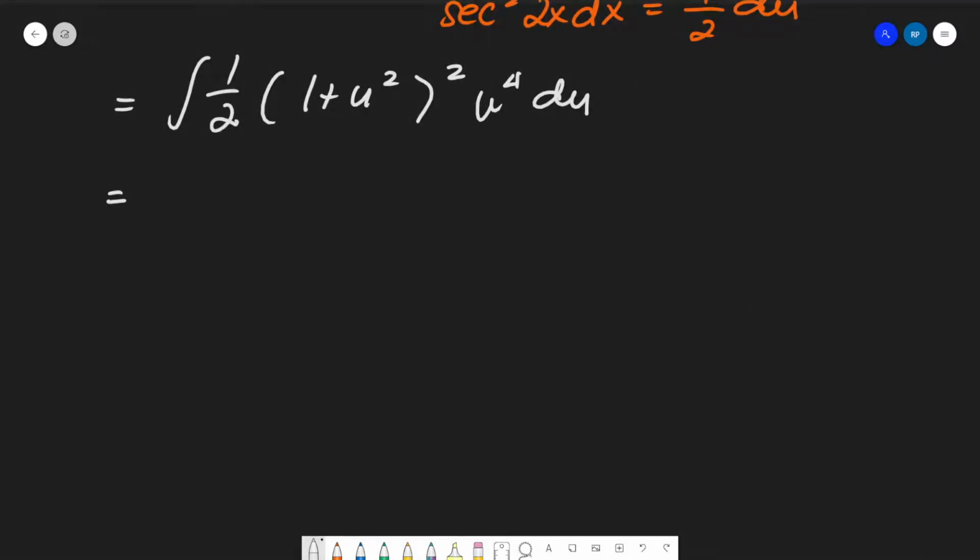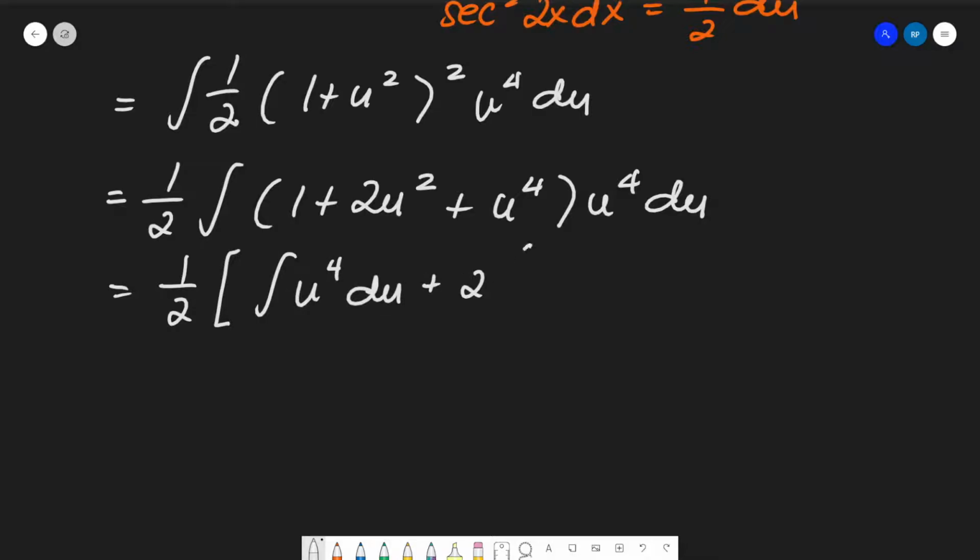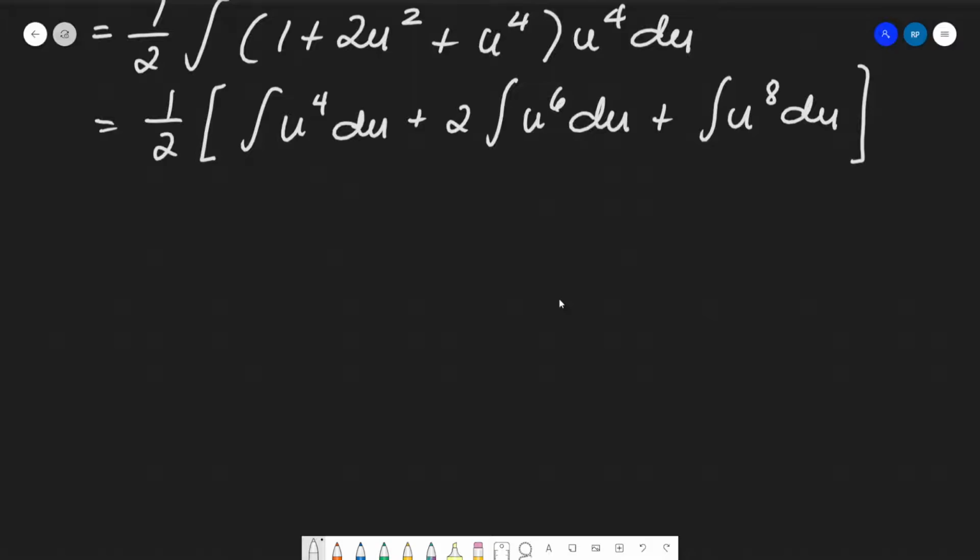Okay. So, expand natin to, yung binomial, yung square of a binomial. So, we have 1 plus 2u squared plus u to the fourth times u to the fourth du. Okay? So, let's distribute. So, we will have 1/2 integral ng u to the fourth du plus 2 integral ng u to the sixth du plus integral ng u to the eighth du. Differentiable na siya, no? In the simplest term.